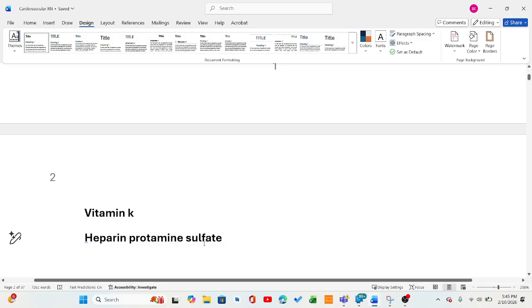Again, to determine the therapeutic levels for heparin, you are going to use the APTT. So don't forget that.